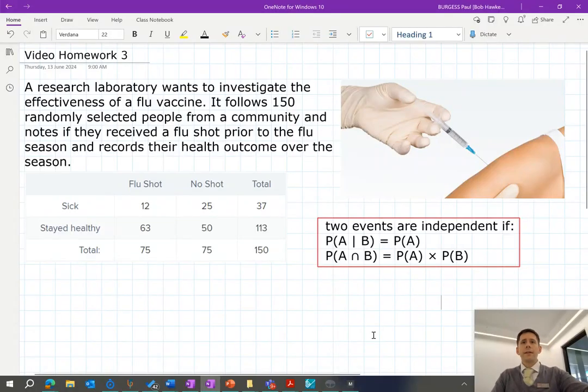Hello again. Today we're looking at how we can test if two events are independent from each other using relative frequency. That means rather than actually knowing what the probability of the two events are, we'll use observed data to find out whether the two events are independent of each other or not. This has got lots of real world applications, and the example that I've got for you today is about vaccine effectiveness. So how well the flu vaccine works in this example.